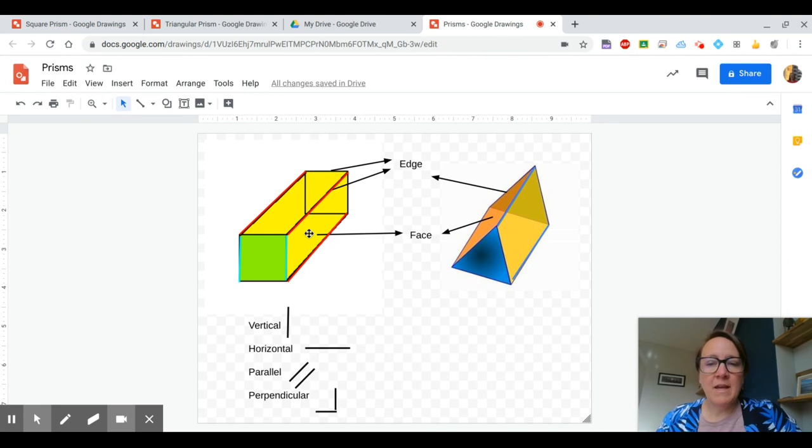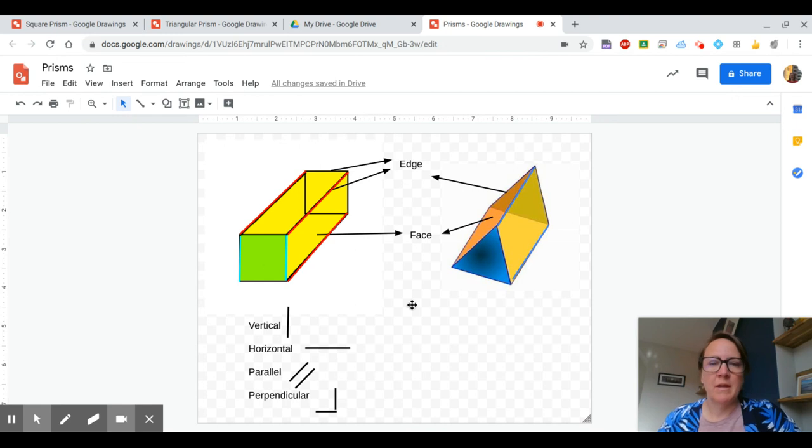When we're looking at the faces of the square prism, you have this face here and a face on top. You also have this face over here, the green part of it. And again, we can use words like vertical, horizontal, parallel, perpendicular. This green face here is vertical. It is also parallel with the back one here, but it's also perpendicular to the one on top. The side one over here is parallel to the one in the back, but it's also perpendicular to this front face.